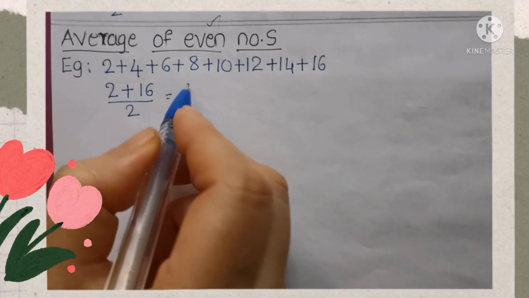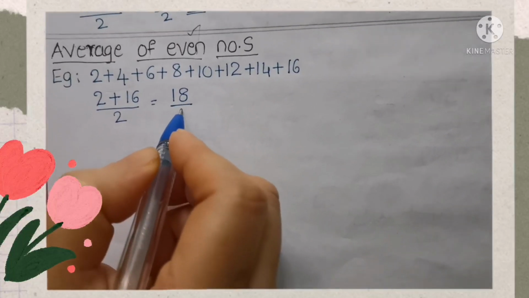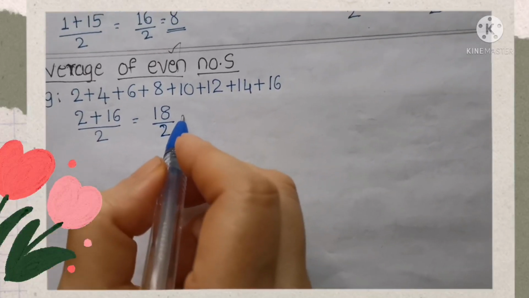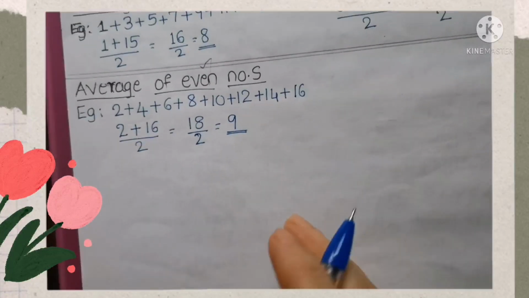We have to add both the numbers. Adding both the numbers, we get the answer as 18, and then we have to divide it by 2. Dividing 18 by 2, we get the answer as 9. So our average is 9.